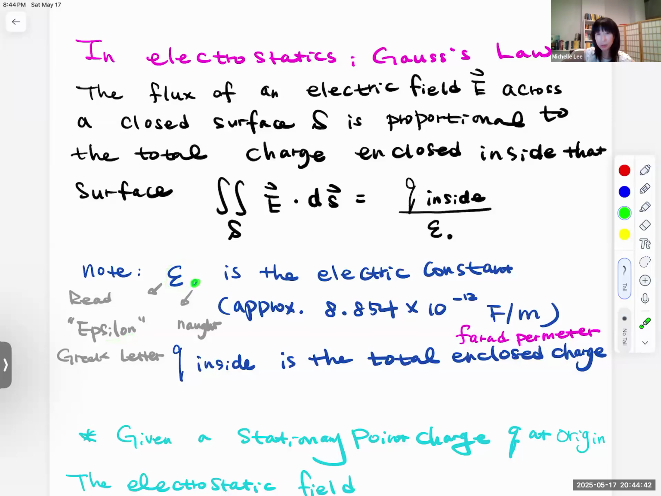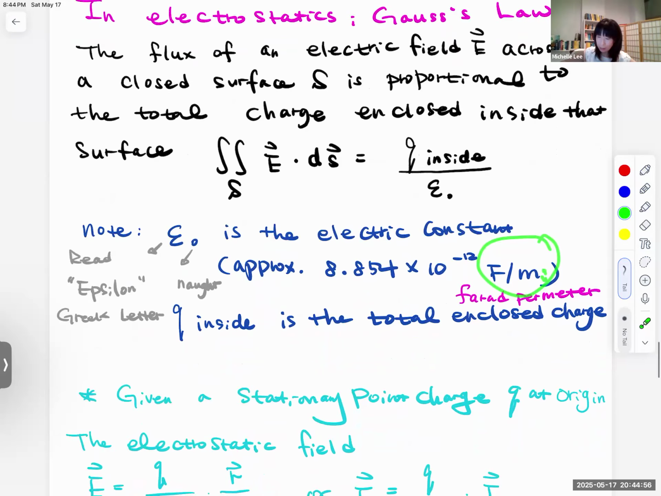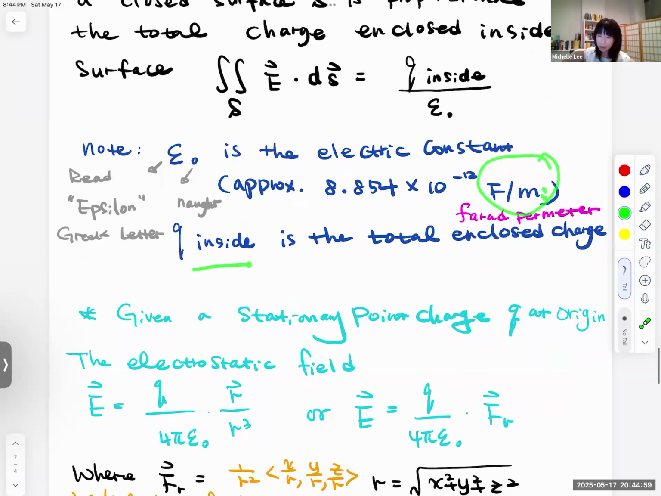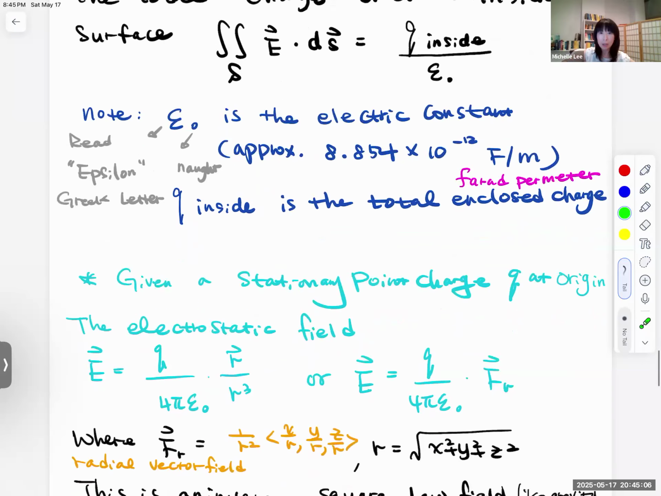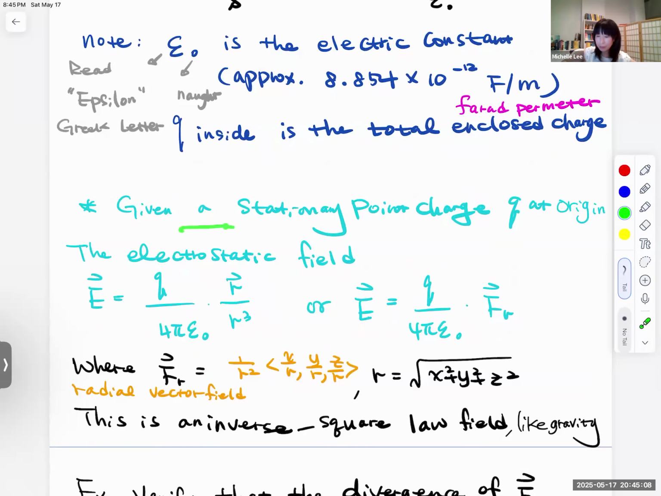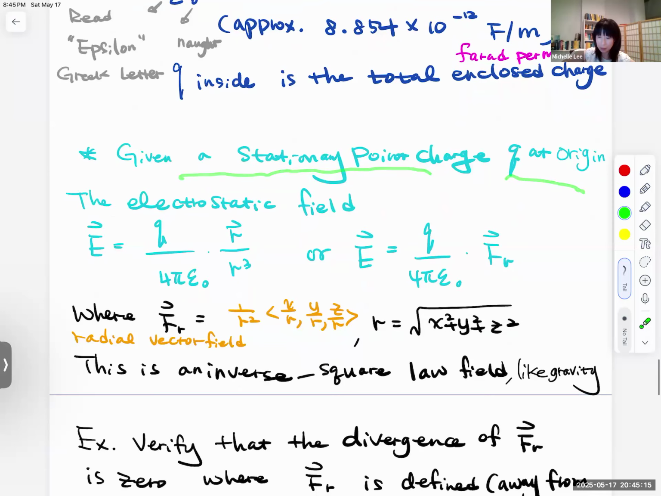We have a subscript zero, which is naught, right? So this is the electric constant. We have the number here, and this is the unit, so you can take a look. And what is the Q? Q inside means the total enclosed charge. Okay, now if we have a given stationary point charge Q at the origin, then we have this formula.